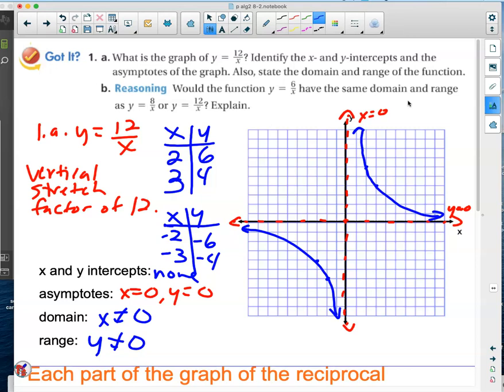Now, B says, would the function y equals 6 over x have the same domain as the other two that we just graphed? What do you think? Yes? Well, how come? No h's, no k's. It's exactly the same. So, yeah, domain and range would stay the same.